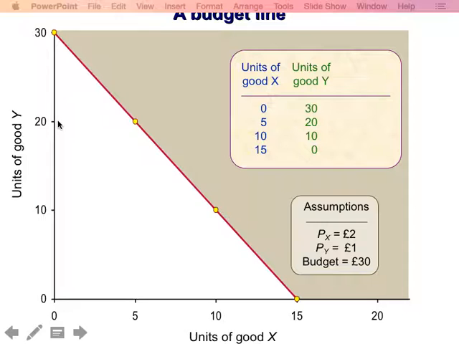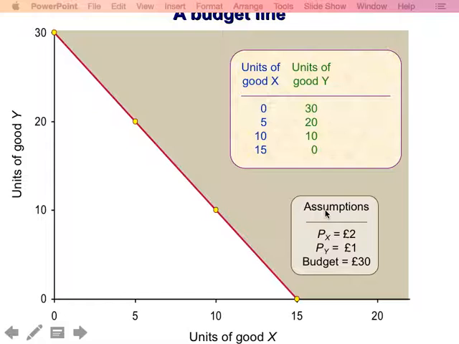If you spend all your cash on buying Y, 20 units, well, it will be £40, right? Sorry, £20. So you only have £10 left for buying X, and you cannot really buy 10 units of X, given that it's quite expensive, £2 each. Now, is this clear, guys? How budget lines are constructed?